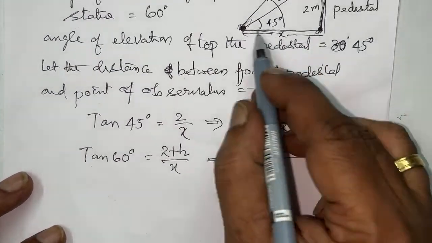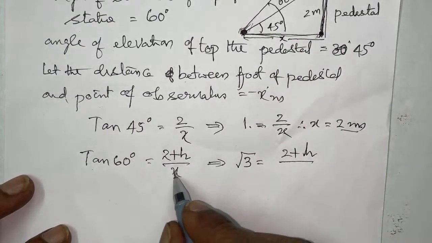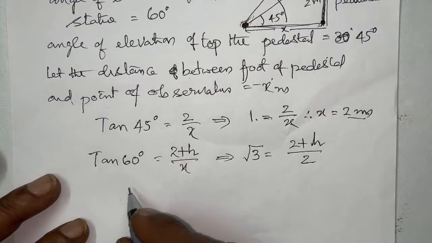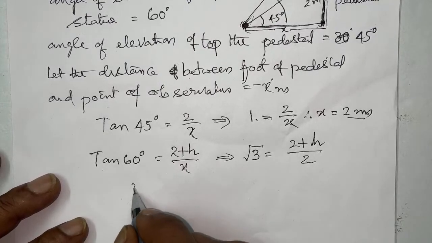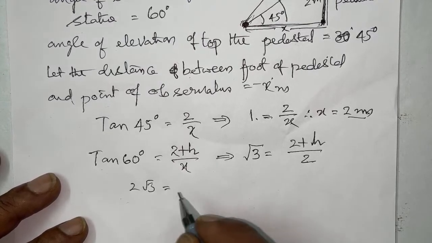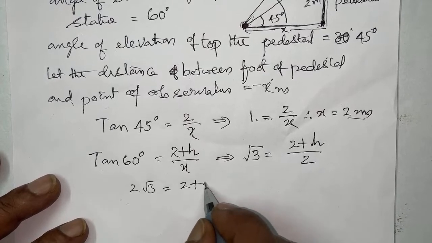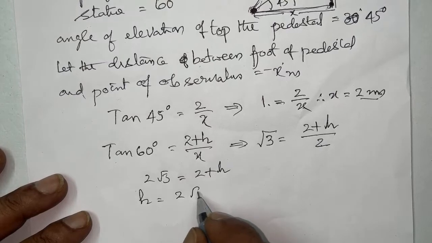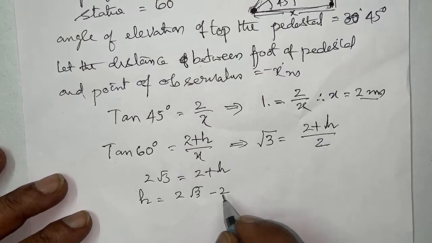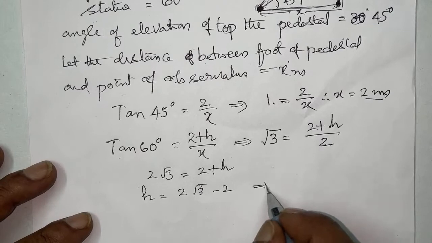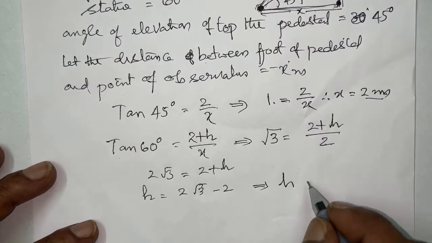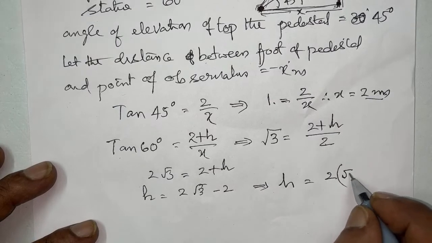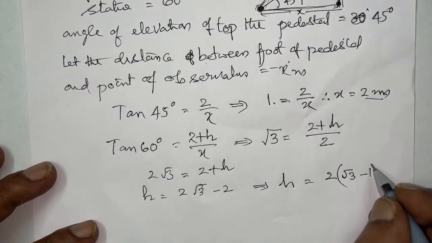And already you know the x value. X is nothing but the distance between the observer and the point of observation, so in the place of x I will keep 2 here. Now cross multiplication. I am getting 2 root 3 equals 2 plus h. Therefore h equals 2 root 3 minus 2. Now I am taking 2 as common, bracket opens, root 3 minus 1.